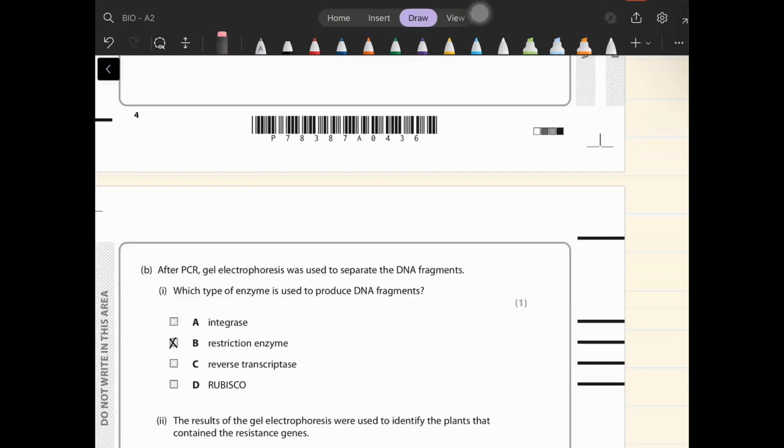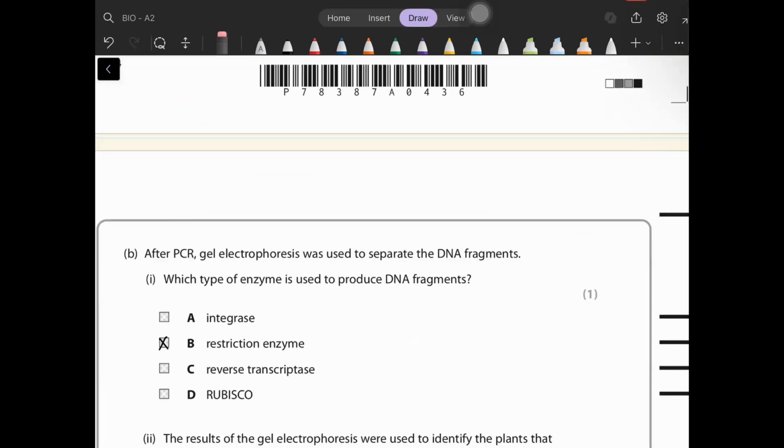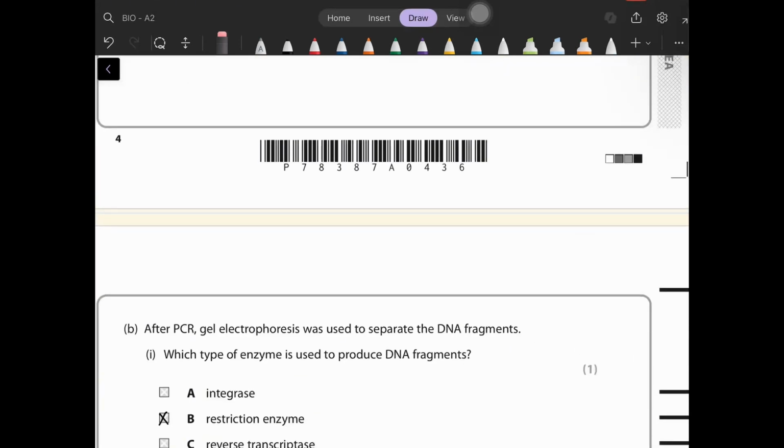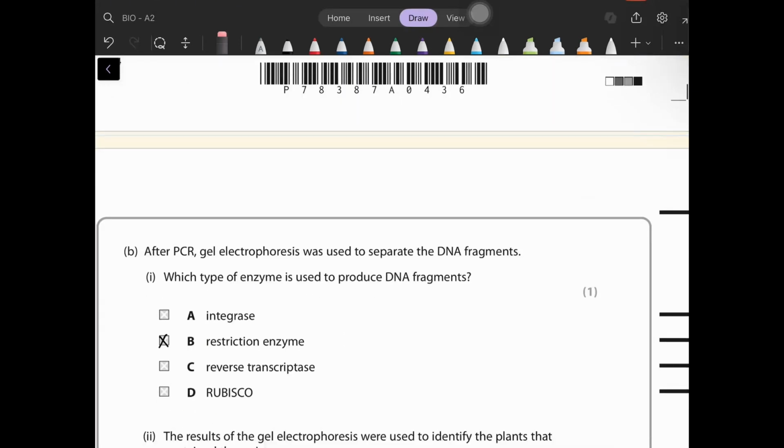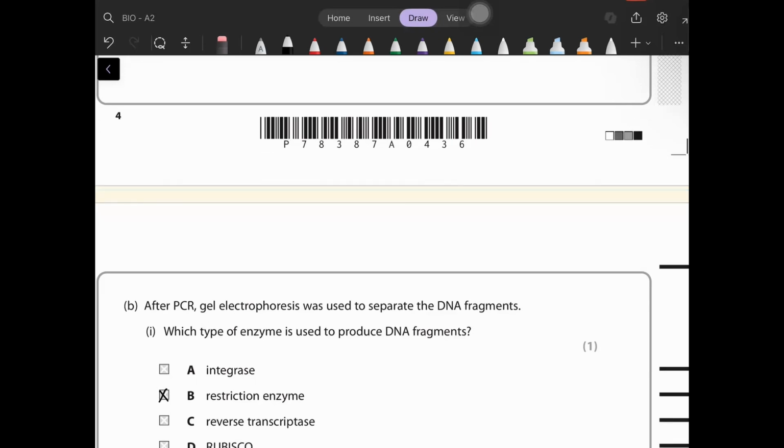And after PCR, as I said, gel electrophoresis was used to separate DNA fragments. Which type of enzyme is used to produce the DNA fragments? So this is going to be restriction endonuclease. This enzyme is going to be restriction endonucleases.